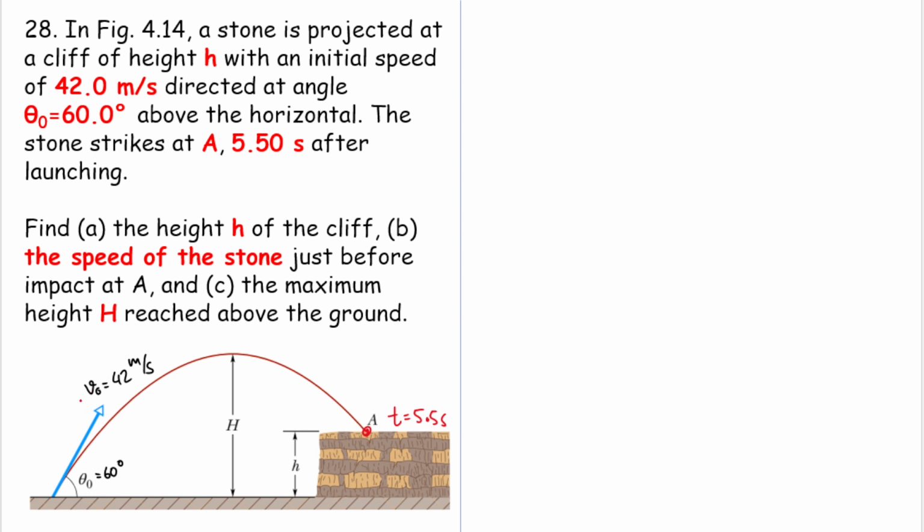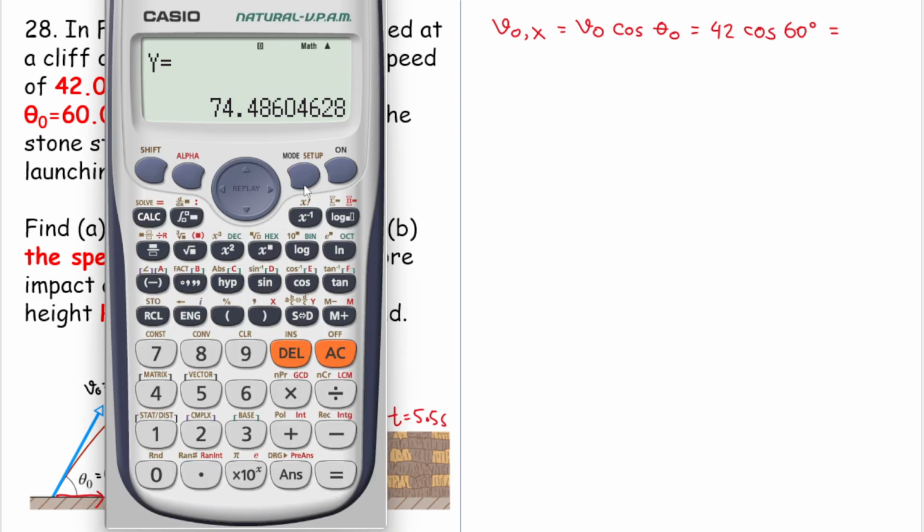Okay, so we have to decompose this initial velocity into vertical and horizontal components. The horizontal speed here is V0x. But V0x is V0 cosine of theta 0, and that will be 42 cosine of 60 degrees. Okay, let's use the calculator. 42 cosine 60. We will have 21 meters per second.